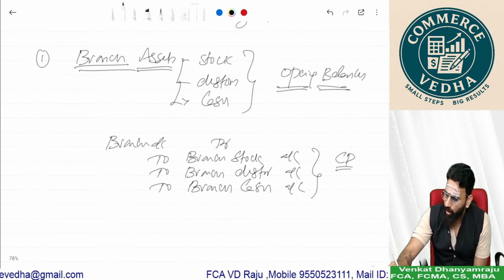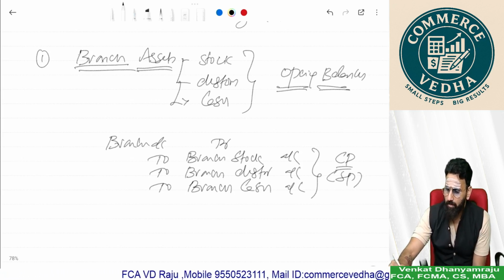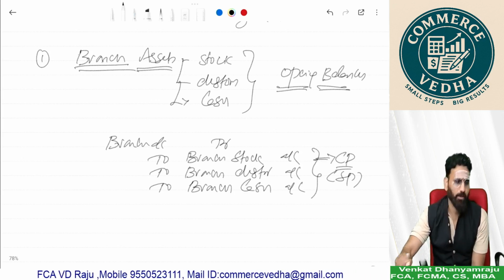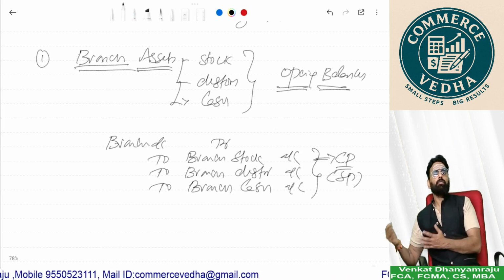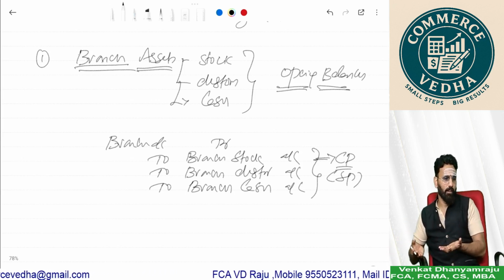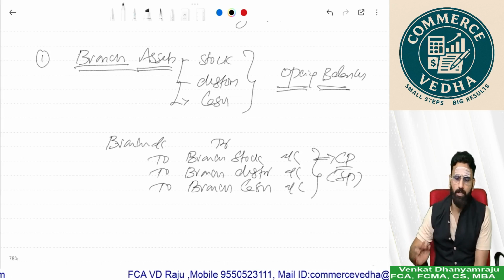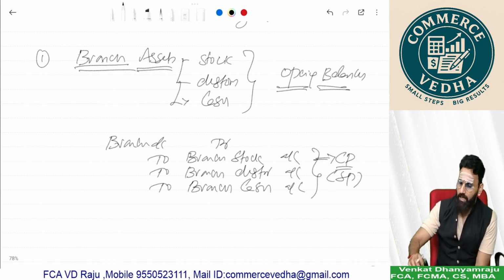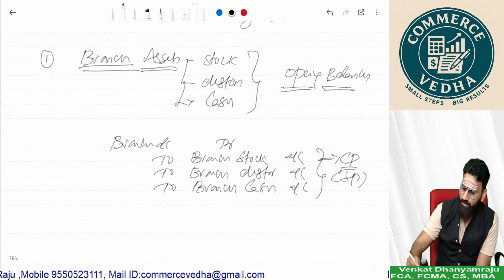Debtors are always at selling price, but stock is always at cost price. Debtors, because you already sold, right? When you sell, the receivables is always at selling price, but stock should be at cost price. This should be the first entry recording the branch assets.